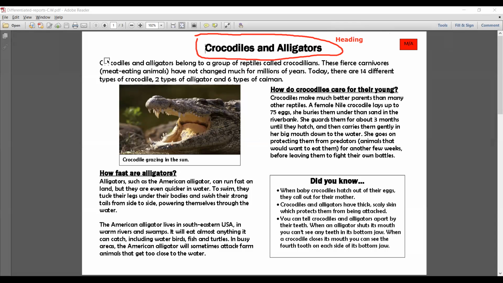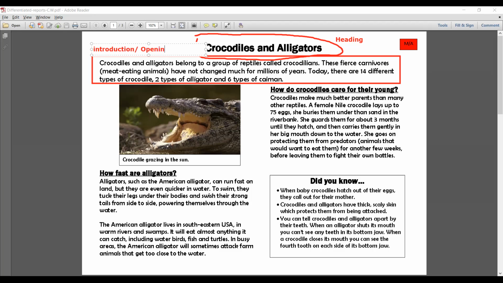Okay, and then we have a couple of small sentences here, barely 3 sentences. Crocodiles and alligators belong to a group of reptiles called crocodilians. These fierce carnivores, meaning meat-eating animals, have not changed much for millions of years. Today, there are 13 different types of crocodile, 2 types of alligator, 6 types of caiman. All right, what's this called? This is called introduction. I am introducing my topic. I'm not going into any details.